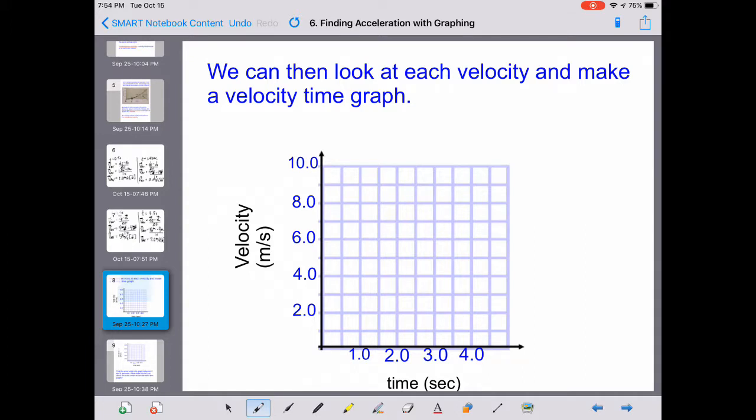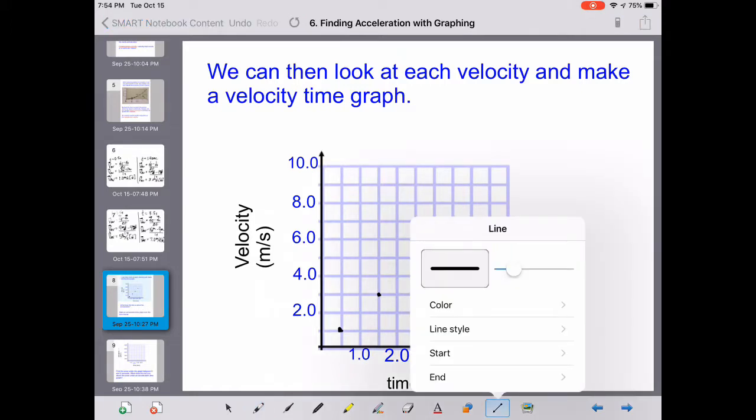So at 0.5 seconds, we're at 1 meter per second. At 1.5 seconds, we're up to 3 meters per second. At 2.5 seconds, we're up to 5 meters per second. And at 3.5 seconds, we're up to 7 meters per second. So really, we can see that this thing makes a line for us that we can use.